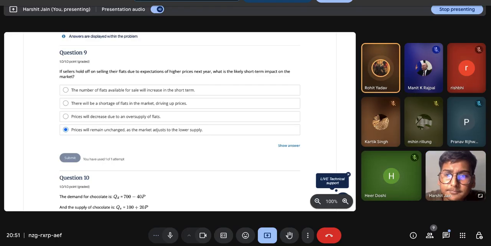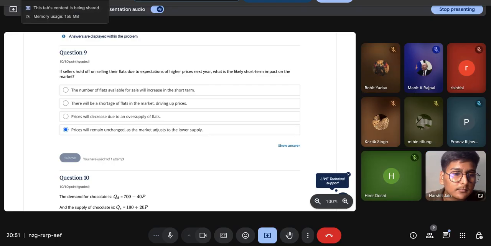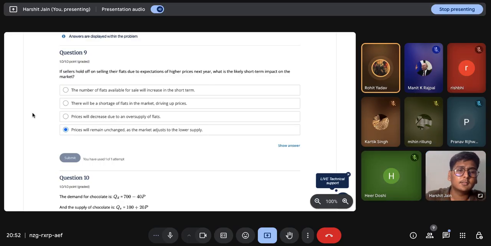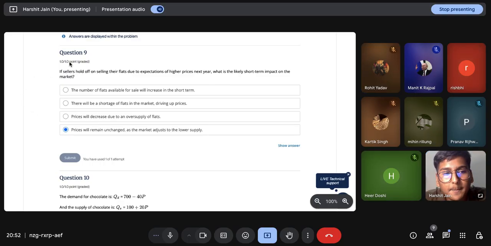Also the word, shortage of flats. What? Shortage of flats in the market. Okay. B option.